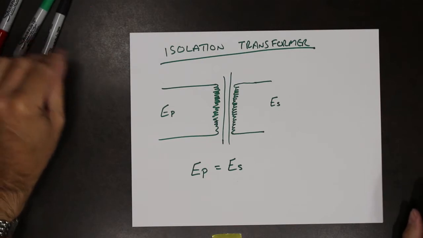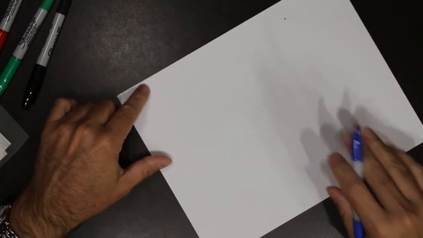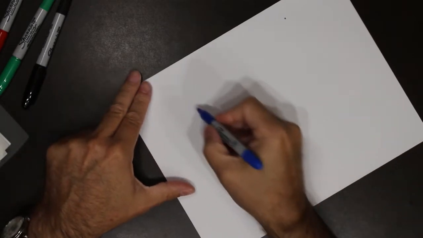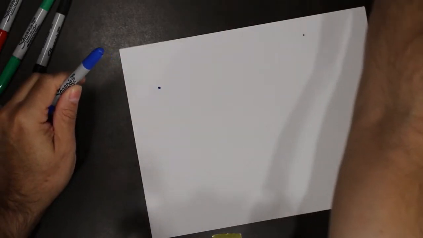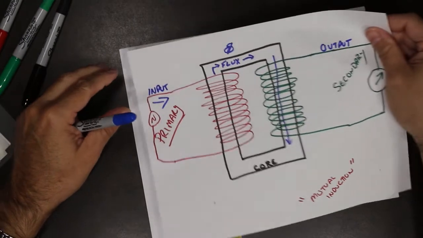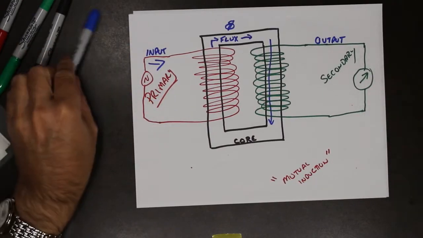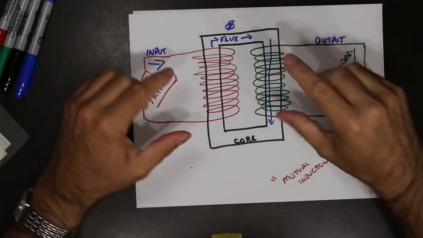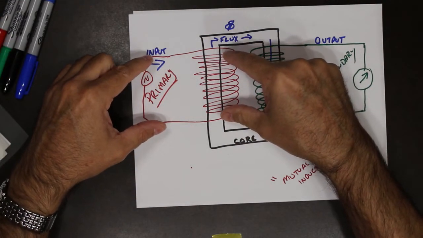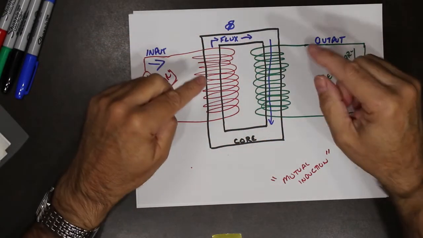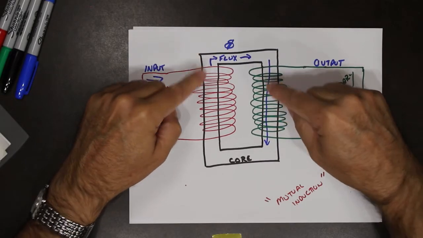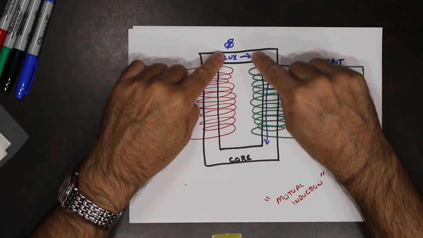So, what is isolation? In a typical power transformer, when we have those three components, let's just go back to our diagram that we already did right here. We've got the primary side. We have the secondary side. What links the two is the flux. And that's it.